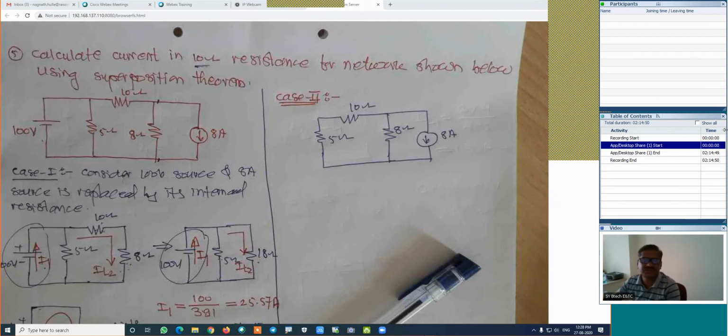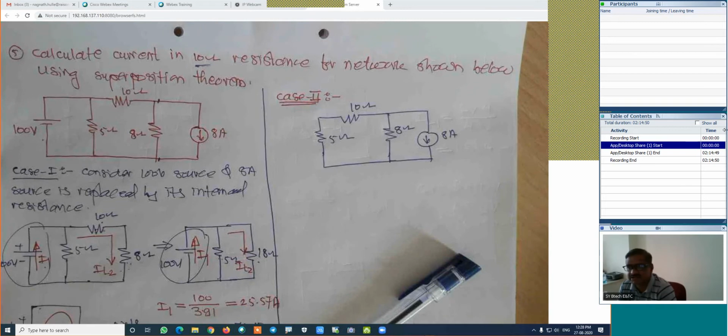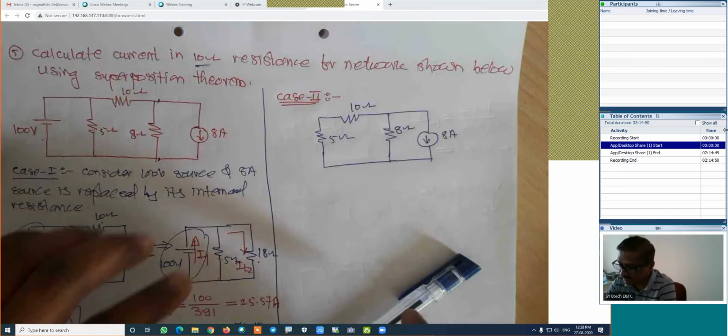How is the figure for case 2? I'm expecting the answers from your side. So in case 2, what did we do?